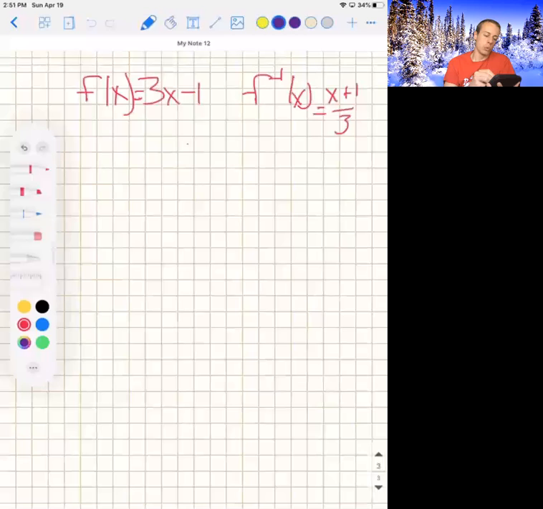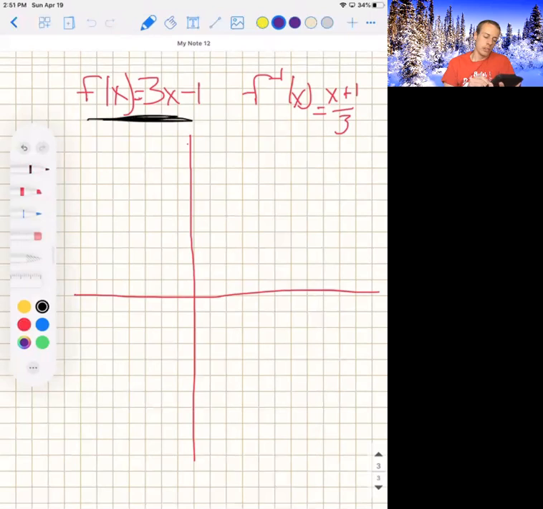Now we're actually going to graph this a little bit, and we're going to see a cool property that comes out of this. Our first function, our original, would have an intercept of -1, and it would have a slope of 3. So it looks something like that. Okay, and it would keep going on forever, obviously.